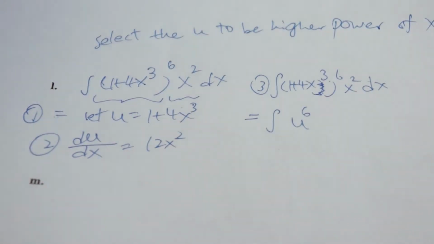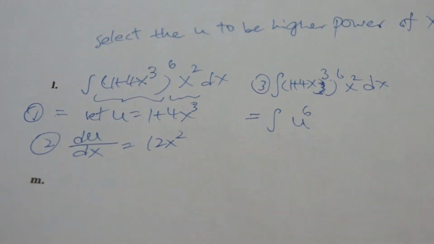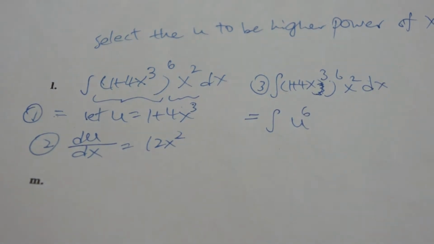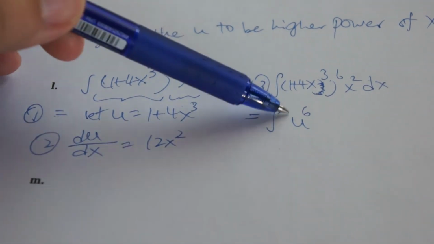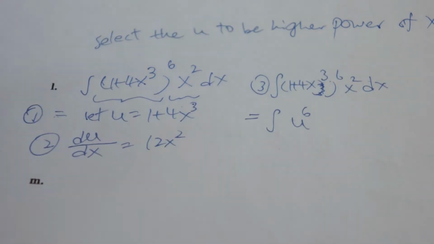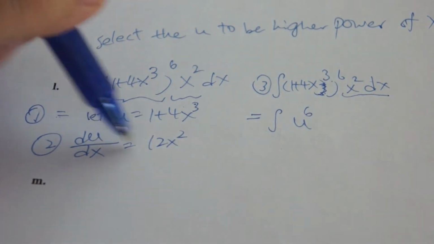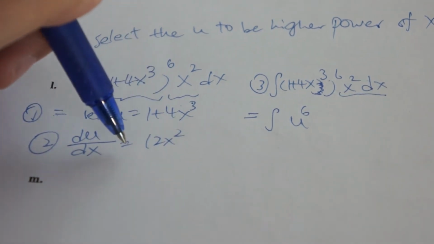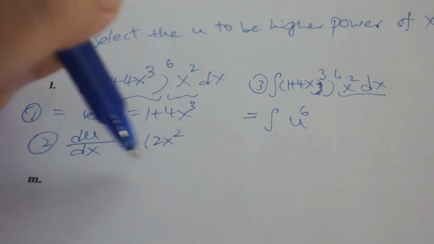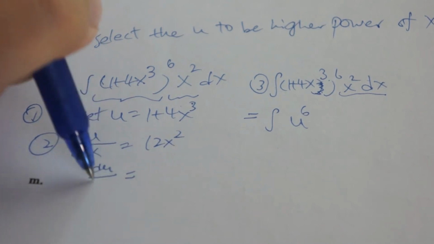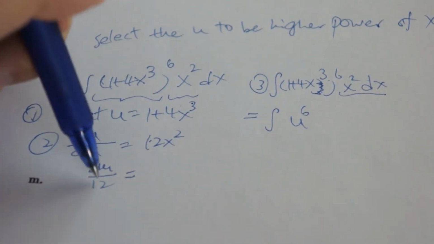Okay, so we continue the question, part L. So integral u to the power 6, and then finally x squared dx. Remember to check step number 2, because you rearranged the result. So that means the du over 12. You put the 12 back to the left hand side.